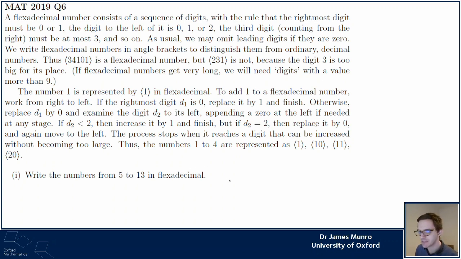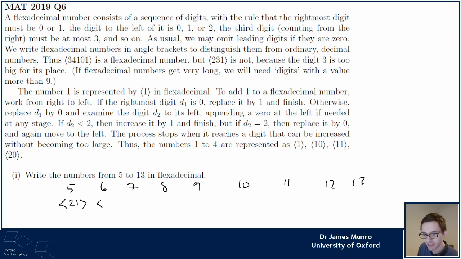Yes, right, we're asked to write the numbers 5 to 13 in flexadecimal. So we've got the first ones here, 1, 1, 0, 1, 1, 2, 0. The next numbers are going to be, let's do a little table, 5, 6, 7, 8, 9, 10, 11, 12, 13. Those are in decimal. And to add 1 to this number, I can just increase the last digit by 1.